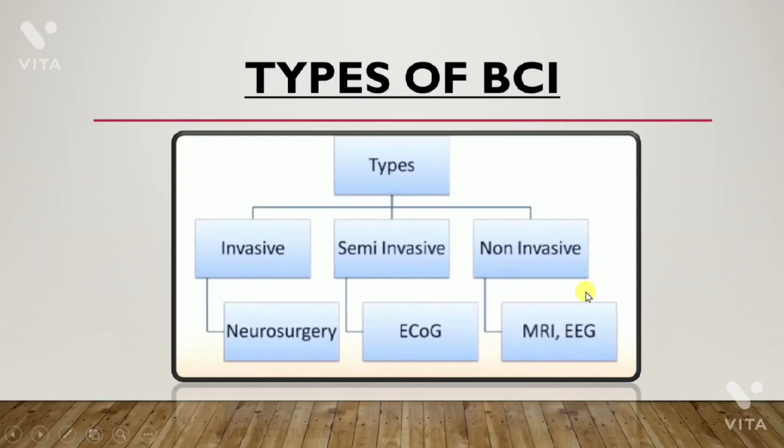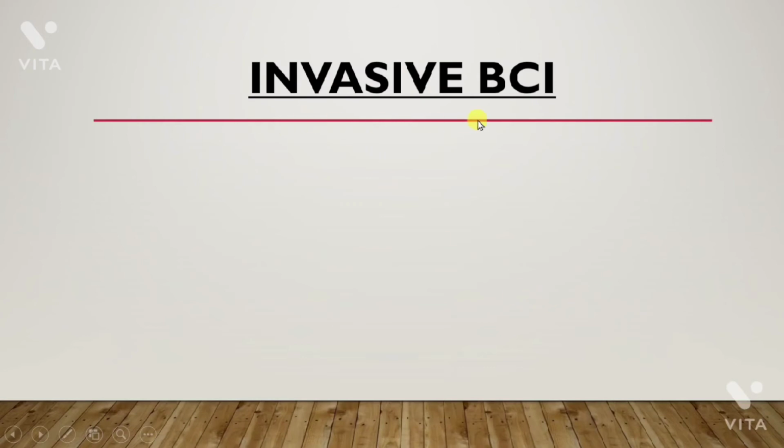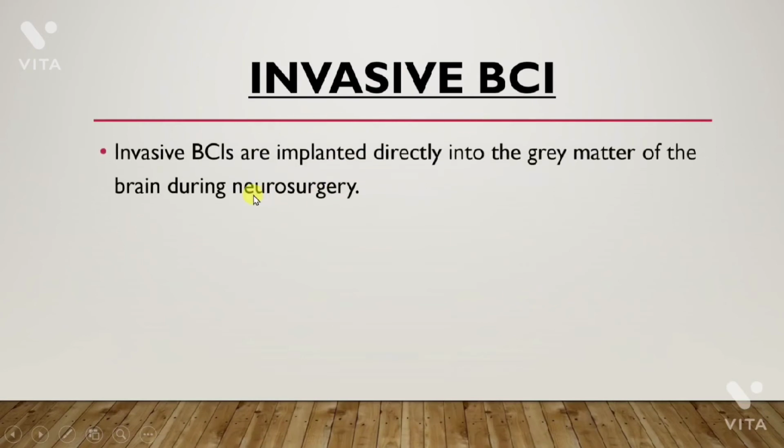So coming to the first one, that is invasive BCI. Invasive BCIs are implemented directly into the grey matter of the brain during neurosurgery. So for this invasive BCI, you undergo a neurosurgery where the electrode or the BCI chip is implanted, that is inserted into the gray matter of your brain directly.